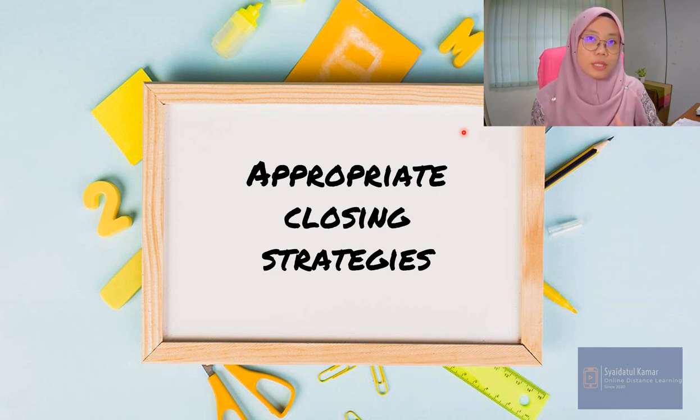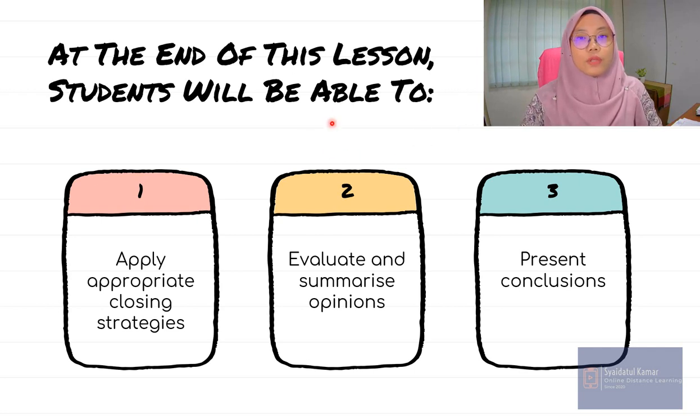Next, at the end of the discussion, before you end it, you need to come up with closing strategies or the conclusion. So how to conclude the discussion. Okay, so here are some of the objectives that you're going to learn: to apply appropriate closing strategies, to evaluate and summarize opinions, and to present your conclusion. Okay, so remember, when you have a discussion, you cannot leave the discussion hanging without any decision. You need to have a decision. Whether you agree or disagree, most of the time we just go with the majority.